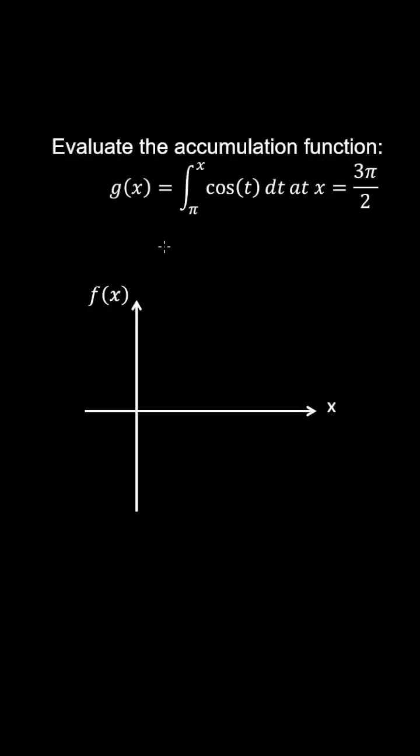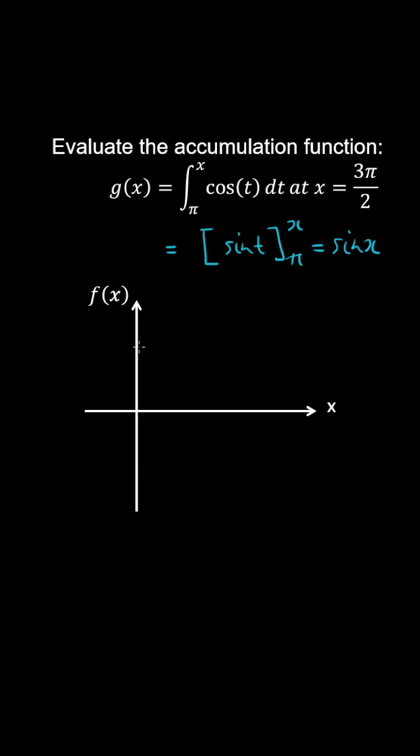Let's evaluate the accumulation function at x equals 3 pi on 2. So we get sine t evaluated from pi to x. So that gives g of x is equal to sine x minus sine pi, which is 0.